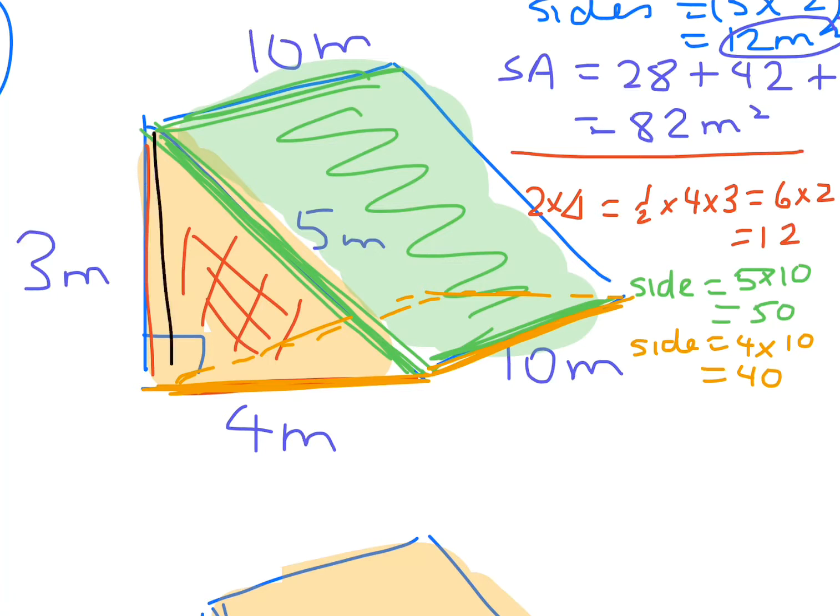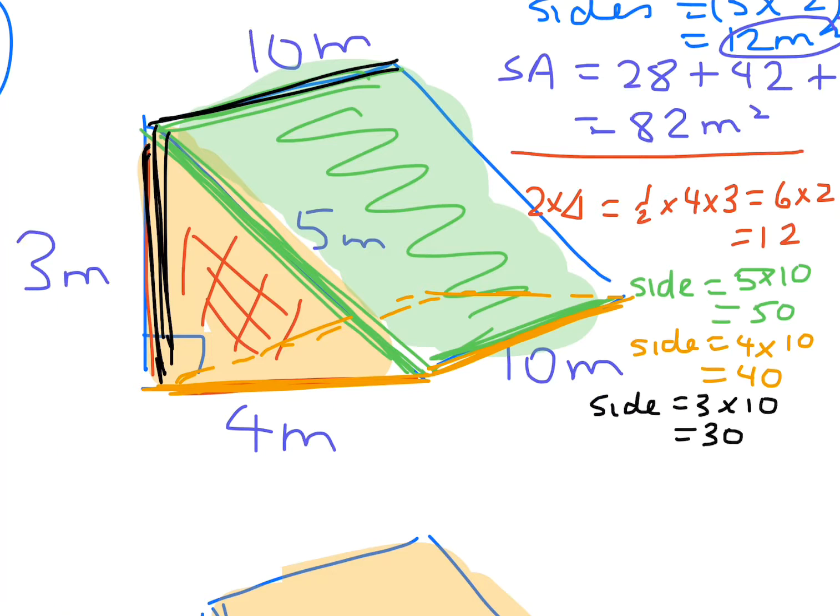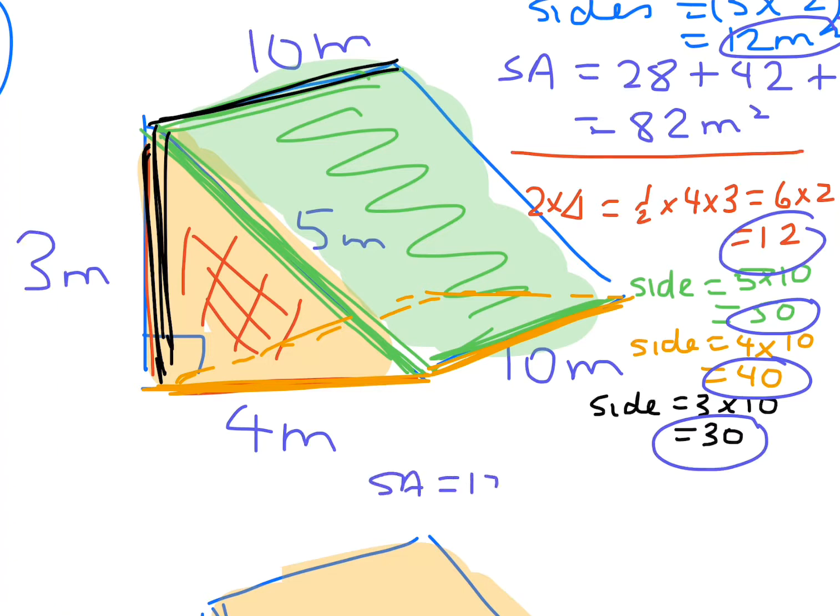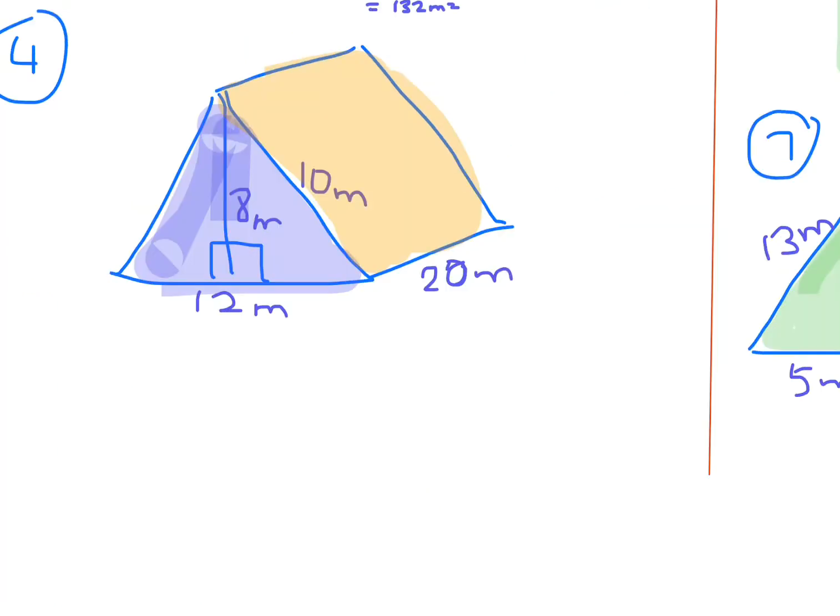And then if you look at the height of this triangle, that's 3 times the width. So your side would be 3 times another 10, which is 30. So now all we need to do is add all these up: 30, 40, 50, and 12. To get the total surface area, it'd be 12 plus 50 plus 40 plus 30, which equals, 50 and 40 is 90, 120, 132 meters squared.